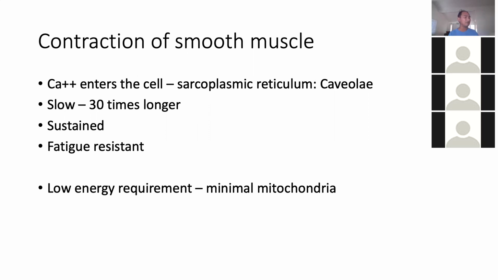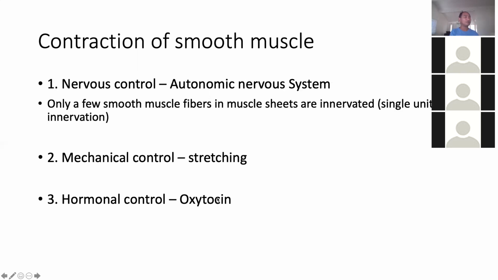It is fatigue resistant. So it is for all day, whatever we eat, they will have to work hard. If we do not eat, they will stay moving the gastrointestinal tract. So it is a low energy requirement system because contraction is slow and relaxation is slow. So the energy requirement is low and they do not have many mitochondria.